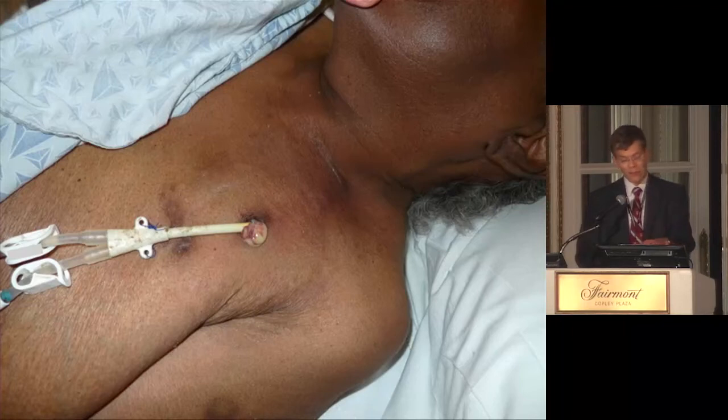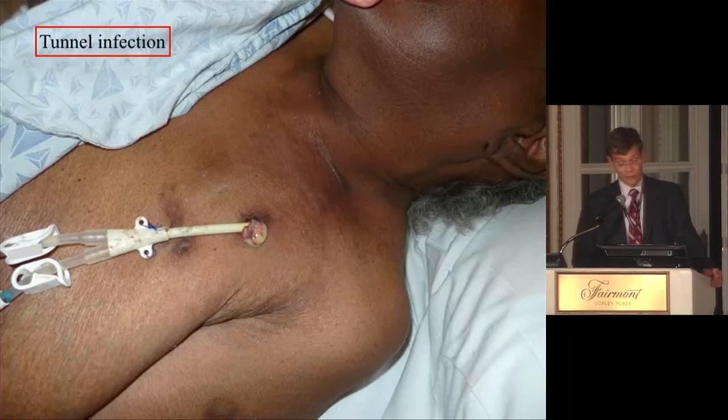Sometimes some people think you can exchange it. The European guidelines actually talk that you should try an exchange, but in the US, I think every expert would say that you have to take it out and you have to just get a new catheter in.